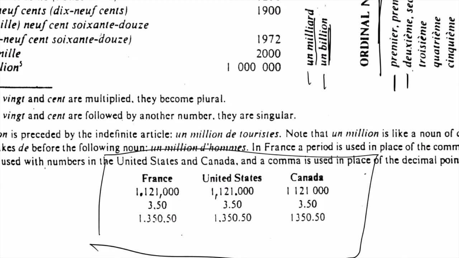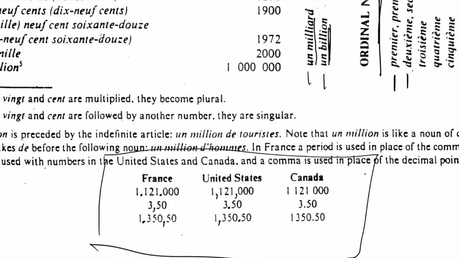You know what, strike that. Let's take this back because of looking at Canada. With our commas and periods down here, you can see this is 1,121,000. In France, it is 1.121.000. Opposite, the commas and the periods. $3.50 is 3,50. And this one, $1,350.50, in France is 1.350,50.